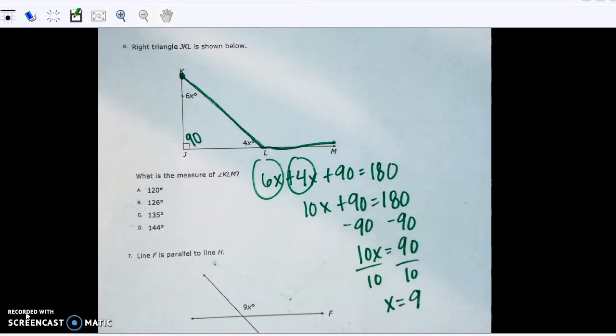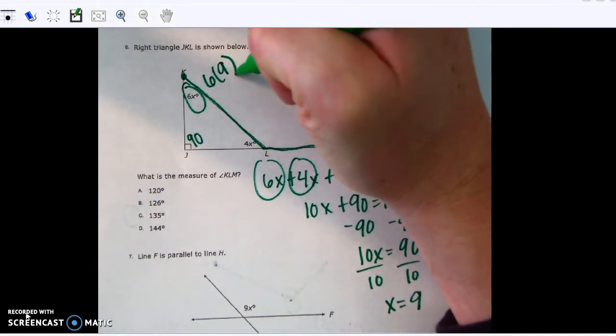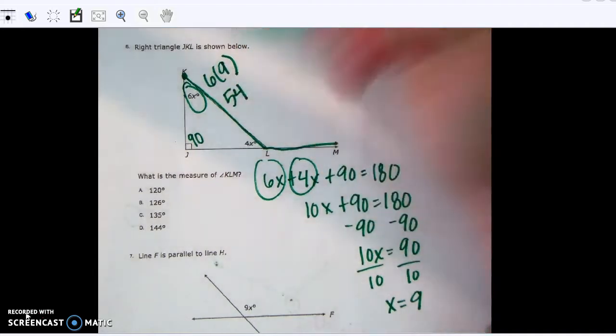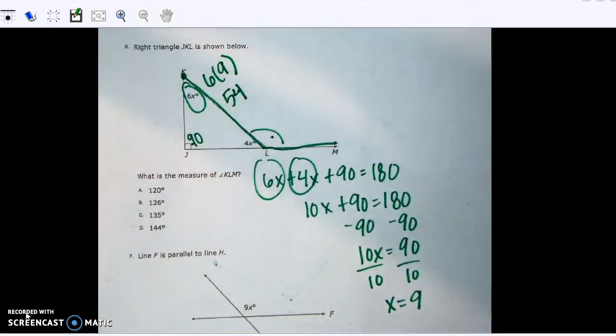So now I can figure out here that 6x would be 6 times 9, which is 54. So 54 plus 90 gives me this exterior angle here. And 54 plus 90 is 144.